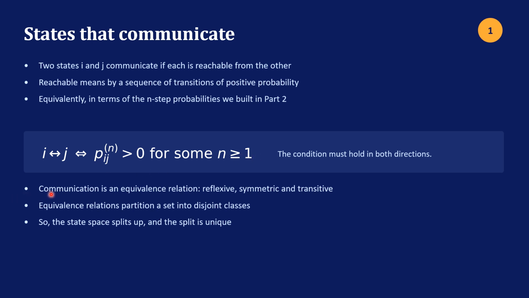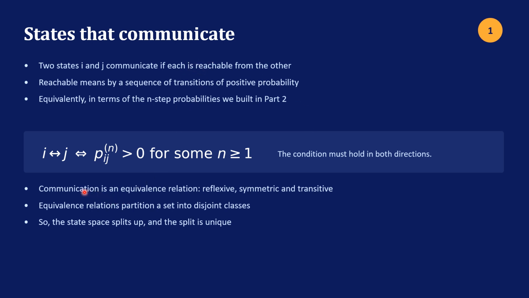So communication is an equivalence relation. It's reflexive: every state communicates with itself. It's symmetric, that's just by the way this is defined here. It has to be in both directions. In other words, i communicates with j and j communicates with i. And then transitive: if i communicates with j and j communicates with k, then i communicates with k. And that follows just from the definitions here.